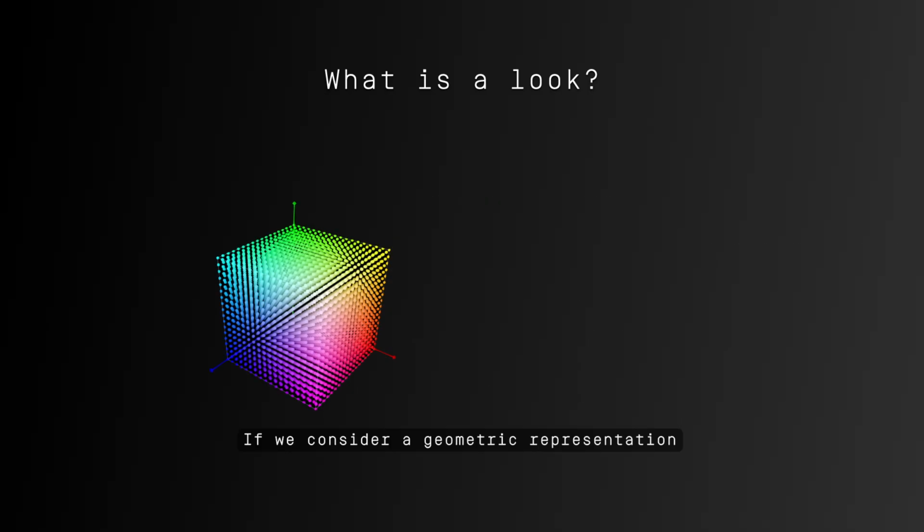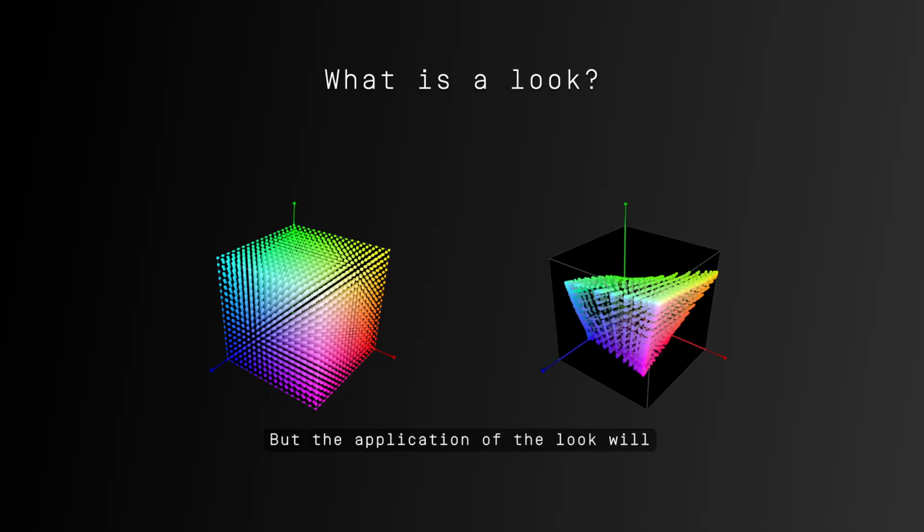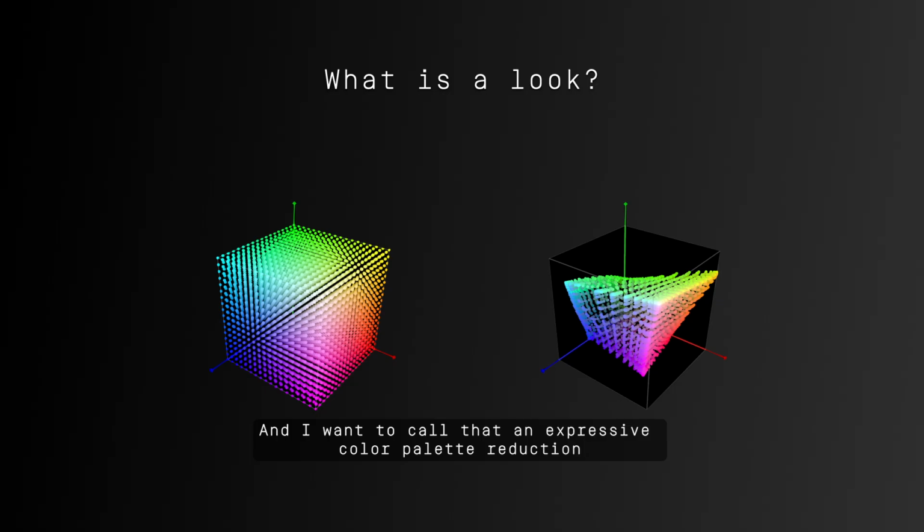If we consider a geometric representation of a color volume, before we apply the look, we get a well-structured volume. No twist, every shade of colors or tones are equally spaced in every direction. But the application of the look will involve all the geometric deformations that will manipulate the volume, shaping it the way we'd like it to be. Getting high green saturations a darker tone, for example, or giving yellow hues a more reddish-orange tint, and so on. Allowing us to tighten some areas while expanding some others, and in the end, narrowing the range of color possibilities. And I want to call that an expressive color palette reduction.